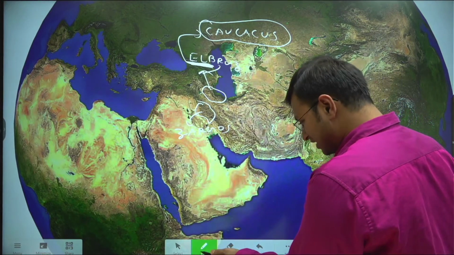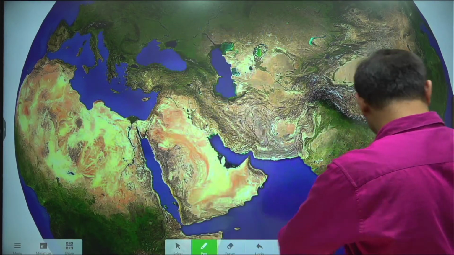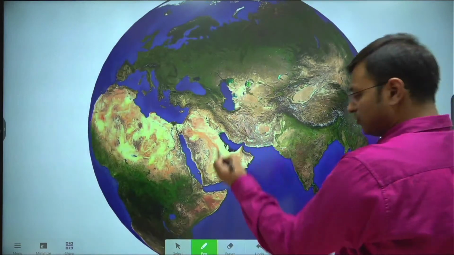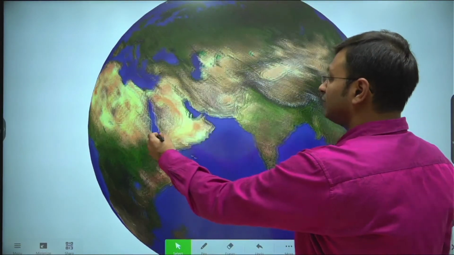After that, we come to our neighbors. We come to Afghanistan and Pakistan. As we come to Afghanistan and Pakistan, again you have two very distinct mountain ranges.